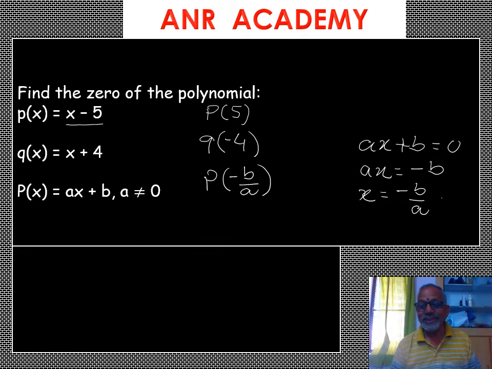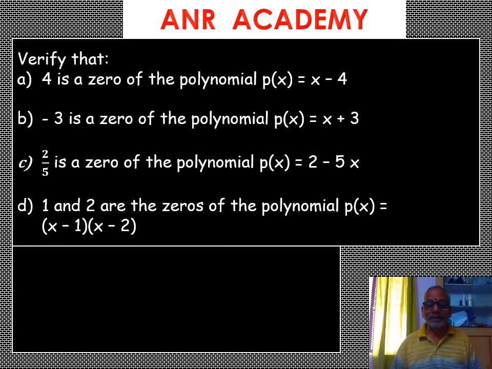Now let me tell you why here a should not be equal to 0. You see, if a becomes 0, this variable term would become 0. Then it is not a polynomial. Understood? ax becomes 0. So a should be some constant, some value other than 0. Clear?